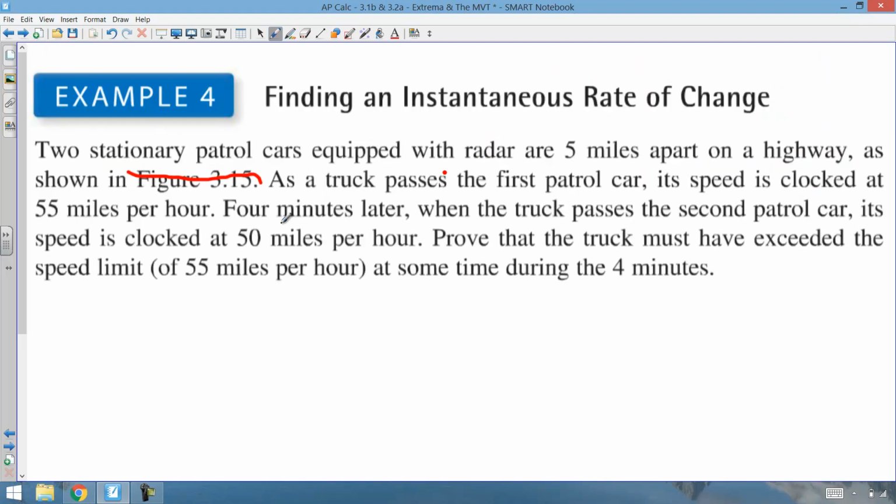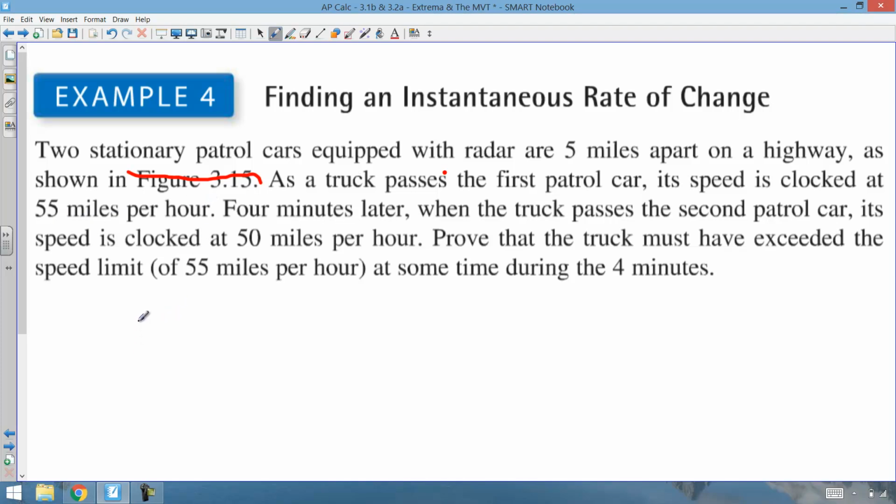And we're hoping that that went well. And then lastly, you're probably going to want to pause the video and try this one, but I might set you up with this, okay? So we got 2 stationary control cars, and a truck passes the first car. Its speed is clocked at 55 miles an hour.